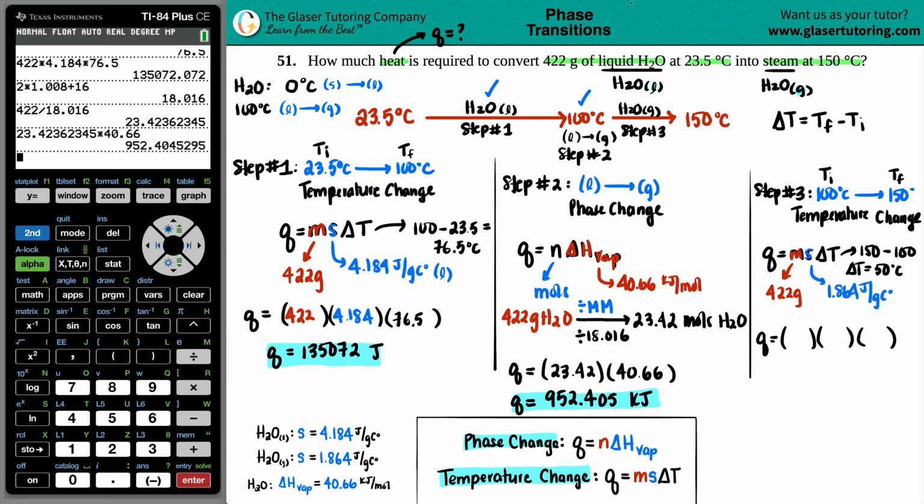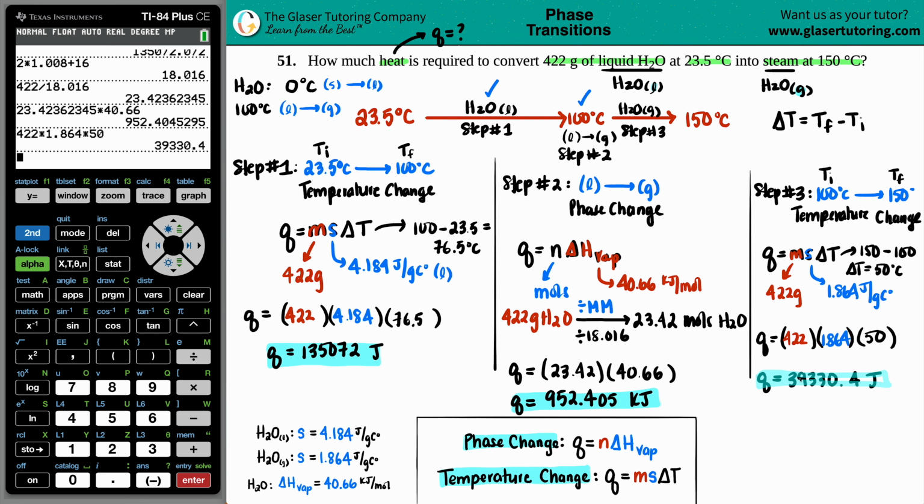MS delta T, 422. The S number is 1.864. Delta T is 50. Let's find out that Q. 422 times 1.864. That looks good to me. Times 50. Just double checking that all my numbers are good. Okay. And we got 39330.4. And since the S units have joules, for this formula, generally it's going to come out in joules.